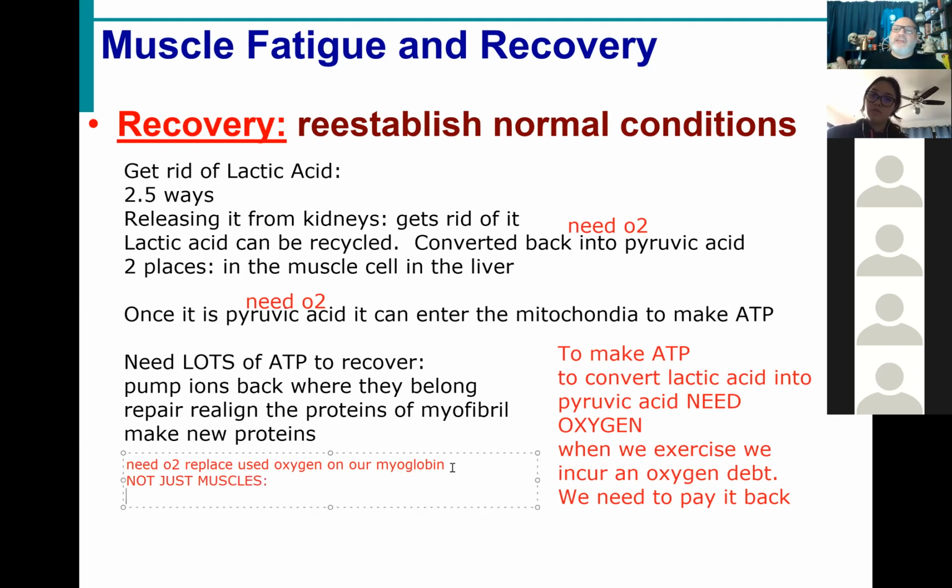What other organs or organ systems incur an oxygen debt when you're exercising? What other organs or organ systems are really active when you're exercising? Our lungs. Your heart? Okay, our heart, absolutely. Our lungs, the muscles of our lungs. What else? Brain. Nervous system.